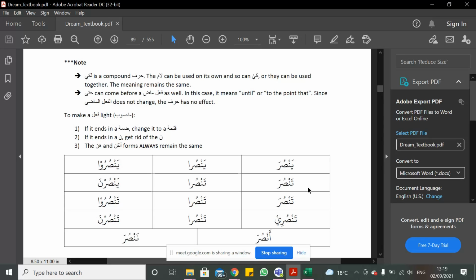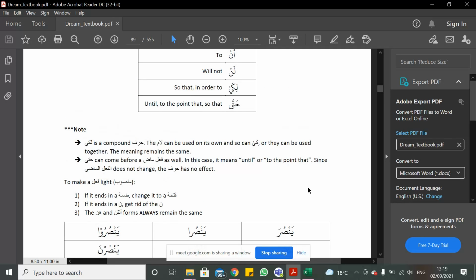Likai is a compound harf. The lam can be used on its own, and so can kaf, or they can be used together. The meaning remains the same. Now, with this harf likai, which is a harf nasab, please make a note in your notebook, or on your printout of the book, that likai is also li and ki, kai. So if you say li before fi'l mudare, or ki, or likai, they all have the same meaning and can appear in any of these forms in the Quran.